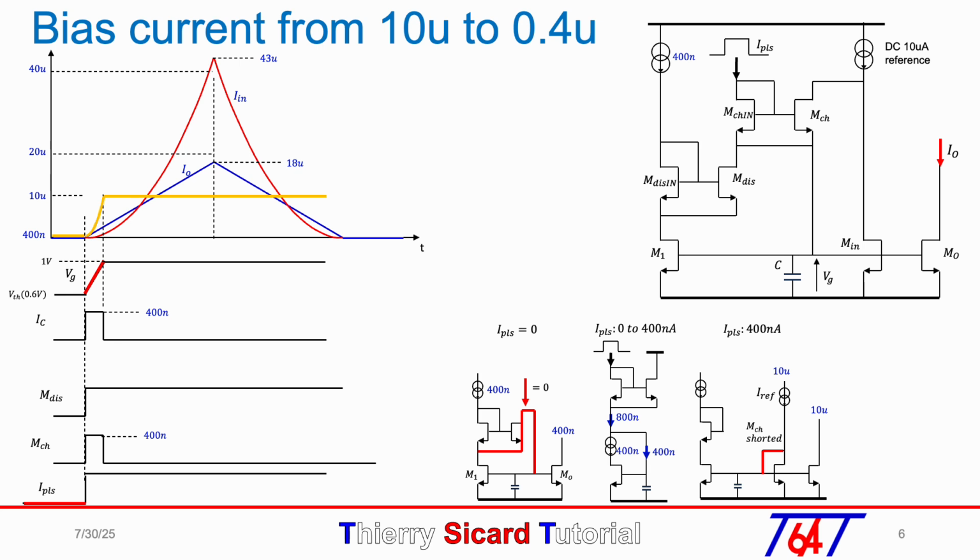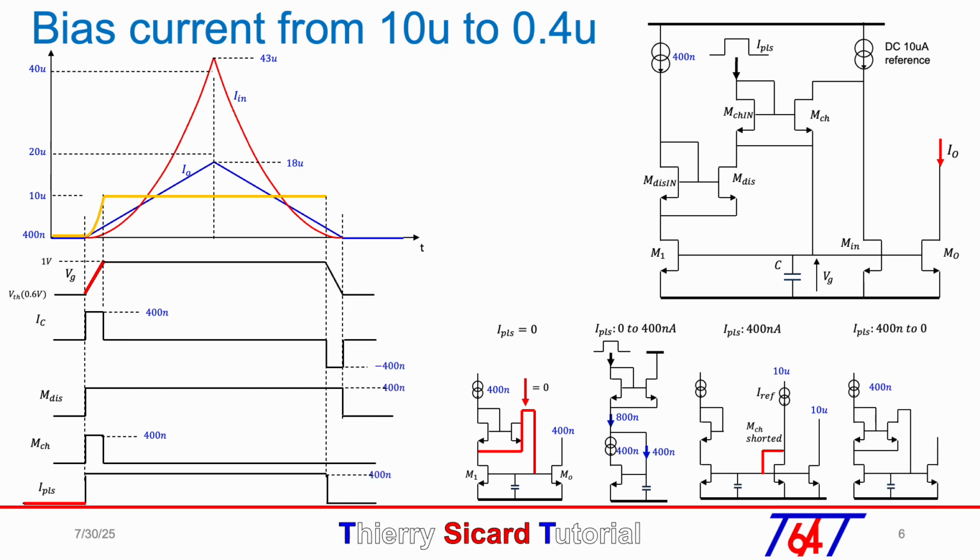Now I pulse goes from 400 nanoamp to 0. When the IPLS drops from 400 nanoamp to 0, the discharge MOS MDIS discharges capacitor C with a constant pull-down current of 400 nanoamp, producing a linear negative slope on the gate of M in. The drain current is then quadratic as shown in the orange current signal.